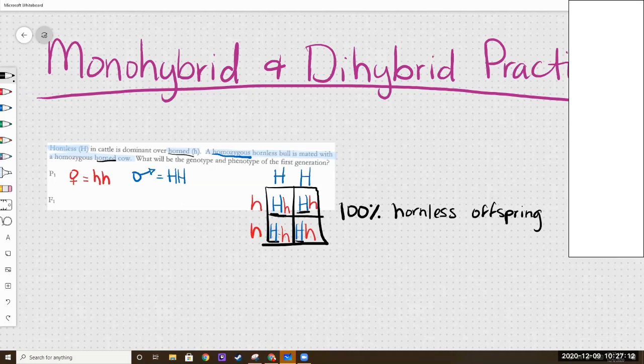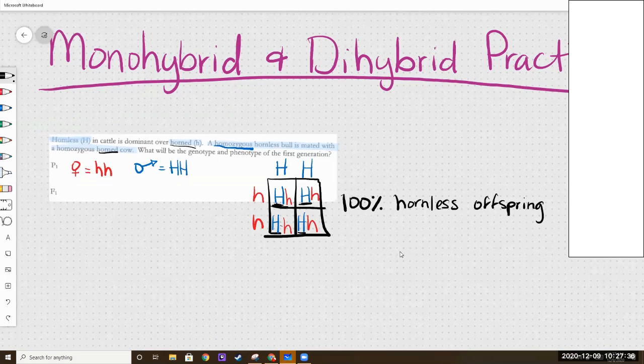When you put them together, you remember you take one letter from the mom, one letter from the dad, and that makes up the kid? This is heterozygous, but we still have a capital, so it's still going to be hornless, right? Do you understand that? So that's what we're going to go about.